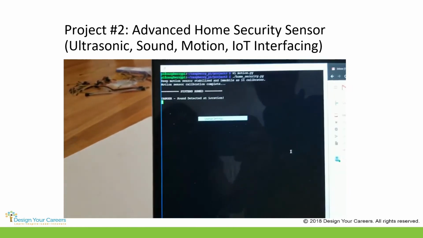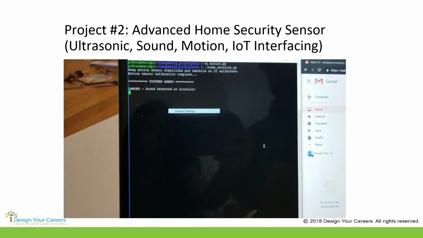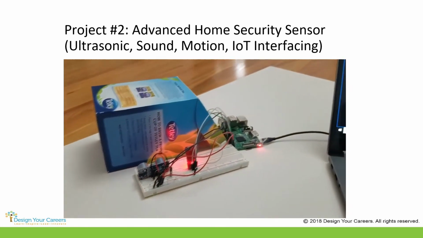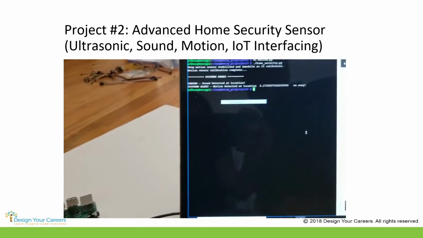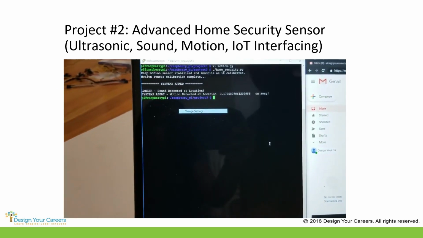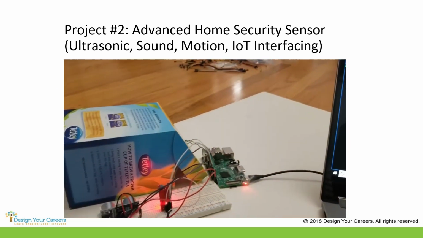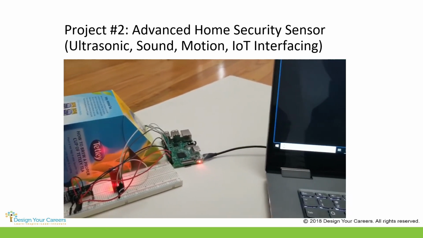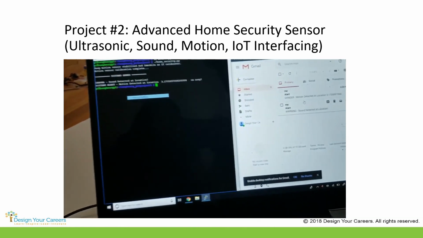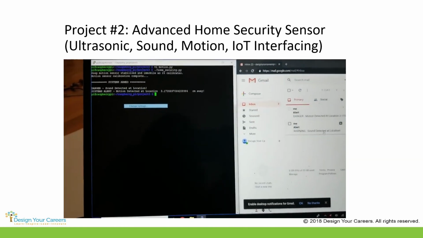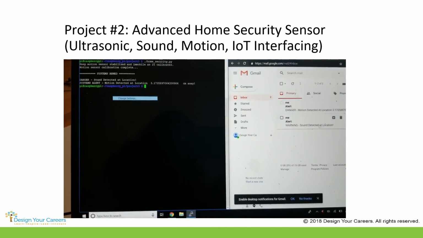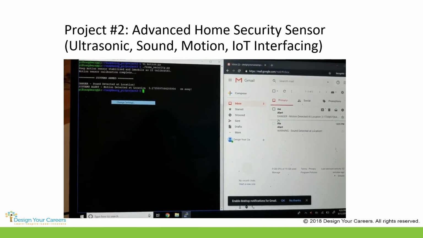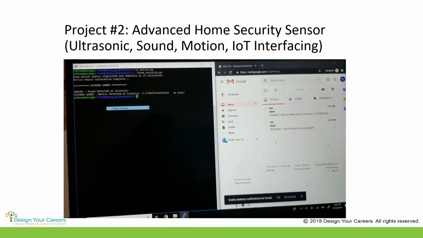Alright, so as you can see, there's some sound detected. Let's try the motion. Remove this, and the motion's been detected 3 centimeters away. And as you can see, that's approximately 3 centimeters. And when you go over to the right here, you can see that we've gotten several emails. The first one is that there's been sound detected, and the second one is that motion was detected 3.17 centimeters away. And so our project was a success, and that's it.